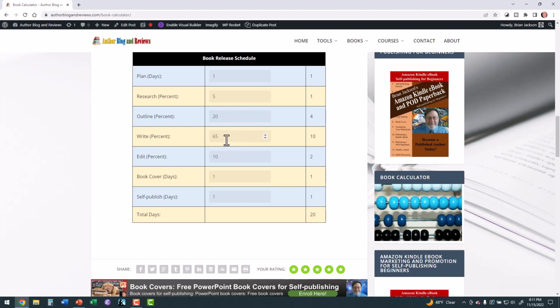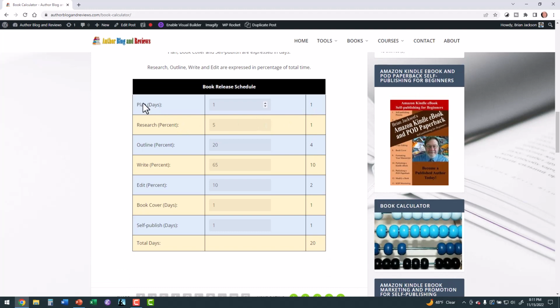And based on those percentages, what it does is it says, well, if writing is going to take 10 days and it's 65% of your total time, then outlining, that's 20% of your total time, is going to take 4 days. And research is going to take 1. Now, in addition, you can add planning days. These are done in days rather than percentage. The same with creating your book cover. It doesn't matter how long your book is as far as a percentage. It's the number of days it takes to create a book cover. The same with self-publishing. It's going to take the same number of days no matter how long your book is. So these are fixed numbers of days.